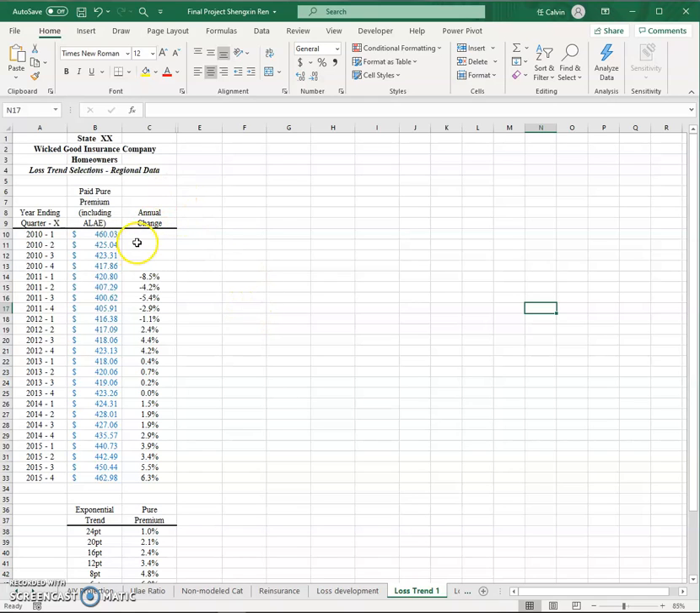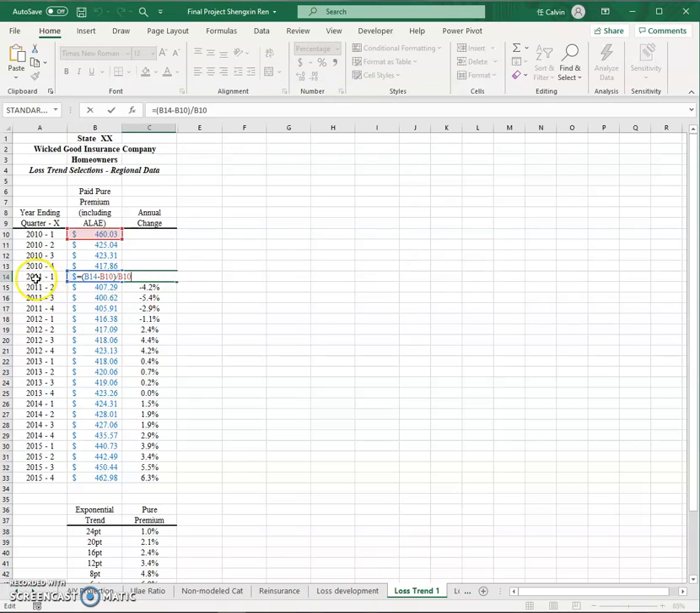The next worksheet is loss trend selection. For this one, the pure premium is given, and we need to first figure out the annual change. Annual change is the current quarter, 2011 first quarter's number, minus 2010 first quarter's number, divided by the old one, and we get the annual change. Same for the rest.